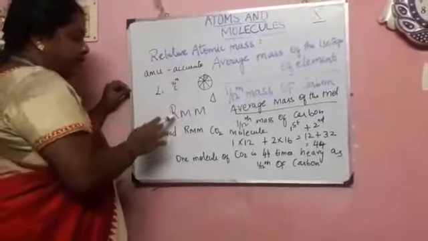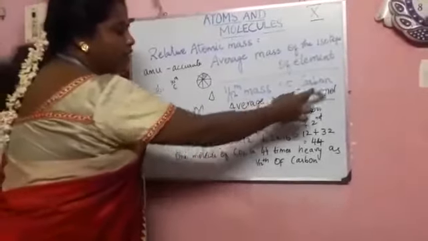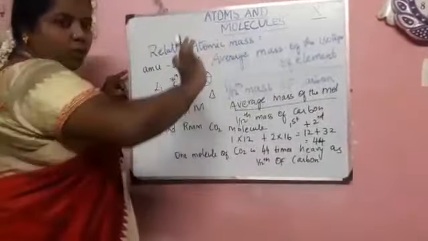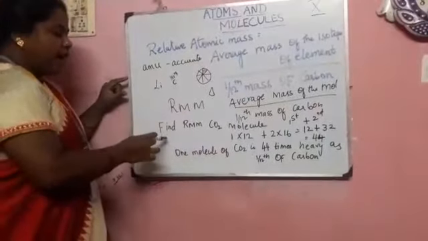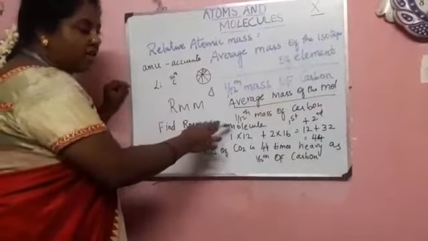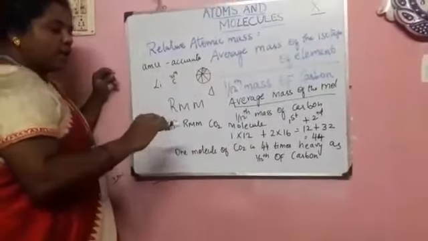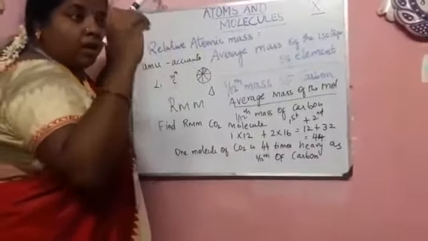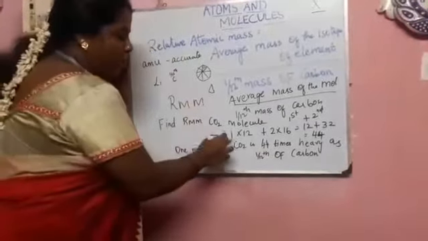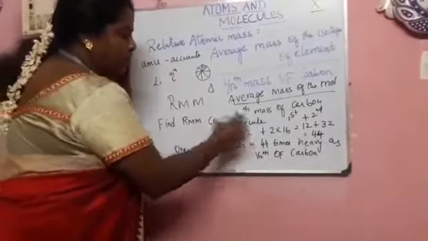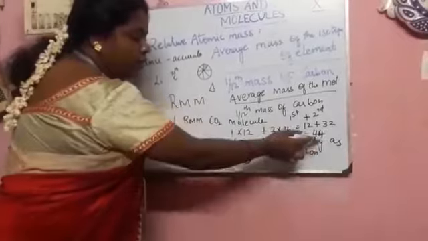And next, the same thing, relative molecular mass. Relative molecular mass is the average mass of the molecule, only the molecule, not the isotopes, divided by 1/12 of the carbon. Let's see the example: find the relative molecular mass of a carbon dioxide molecule. So what is the formula? Average mass of the molecule. So average mass means the number of atoms into their mass. Carbon, only one atom, so 1 into the mass of carbon, 12, plus 2 into 16, the mass of oxygen is 16. So 12 plus 32, it is 44.